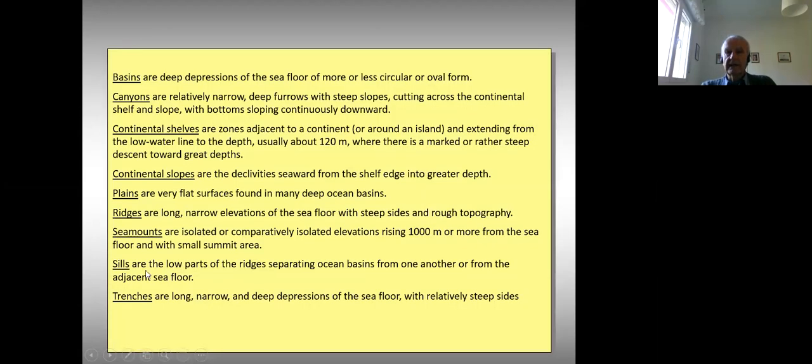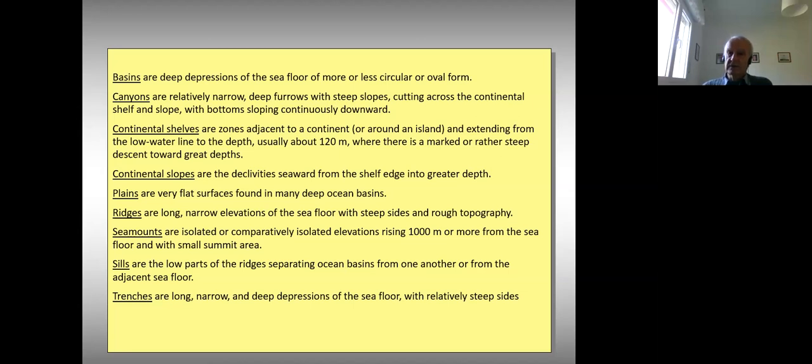Okay, so here are the descriptions of these things. The basin is a deep depression of the seafloor. Canyons are relatively narrow, deep furrows with steep slopes cutting across the continental shelf and slope, with the bottom sloping continuously downward. These are the remnants of the river beds which were entering into the sea. Then you have the continental shelves, as I told you before.